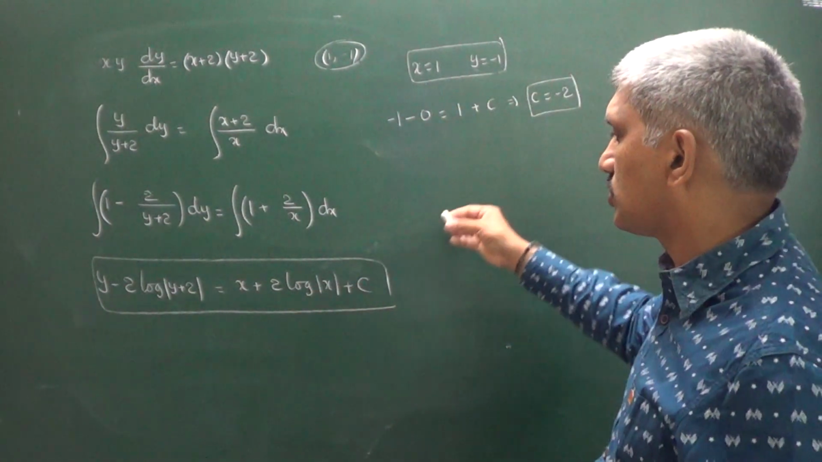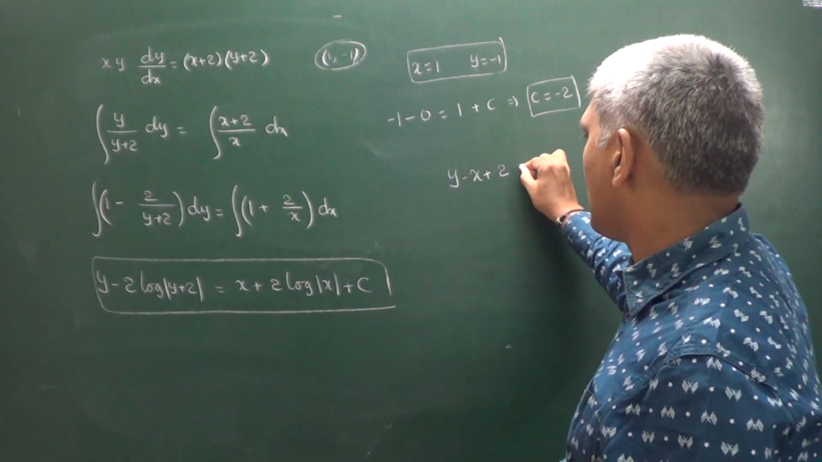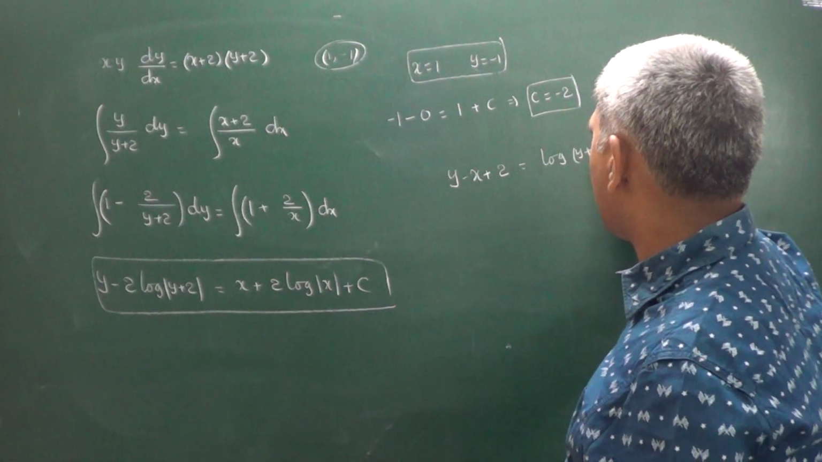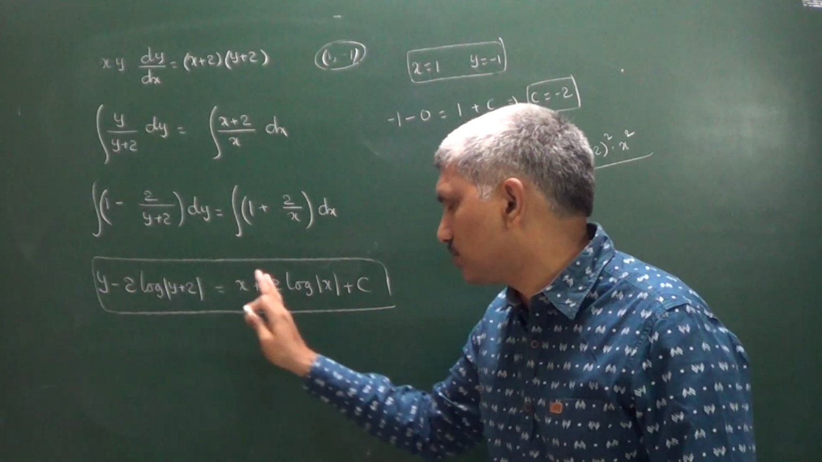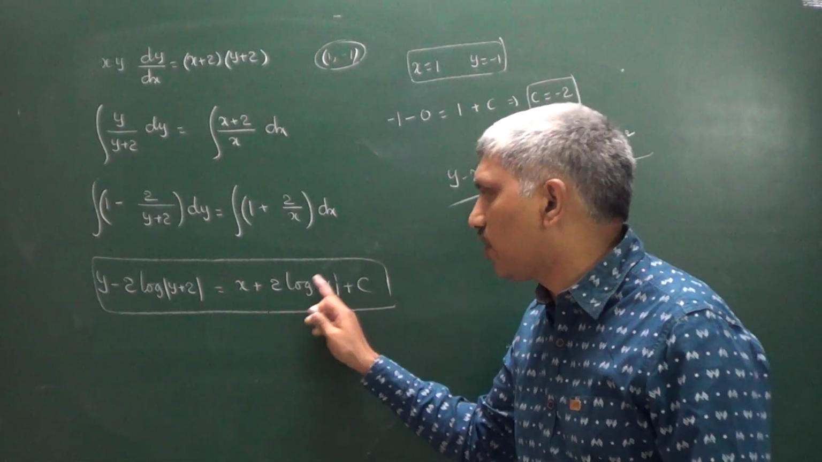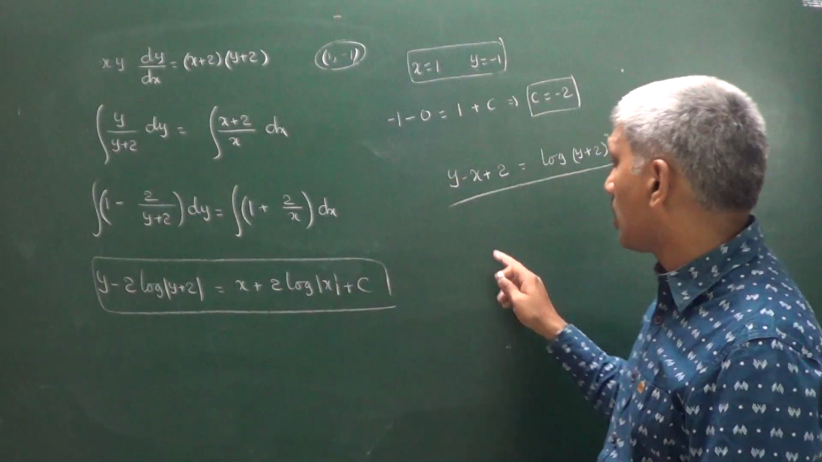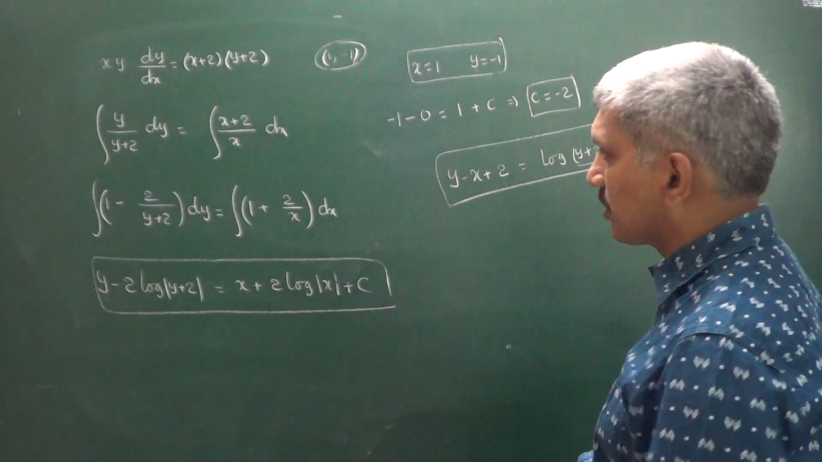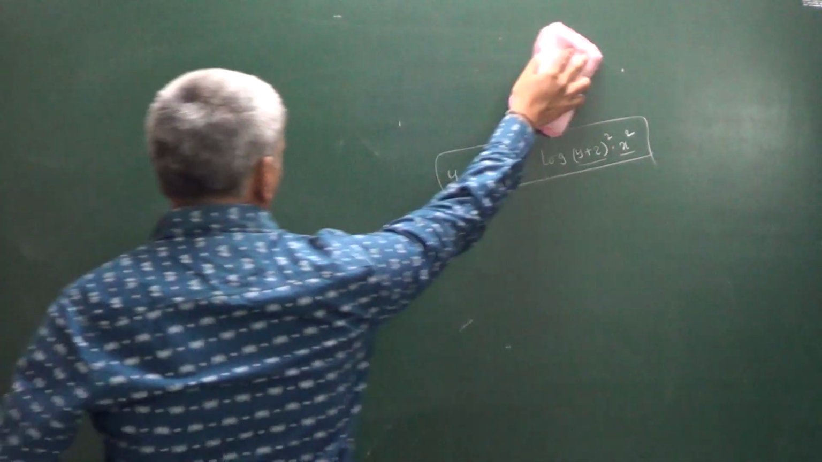Now c value minus 2 substitute there, you will get y minus x plus 2 is equal to logarithm of y plus 2 whole square into x square. I hope everyone followed, because this term shifted to this side. 2 log x can be written as log of x square. 2 into log y plus 2 can be written as log of y plus 2 whole square. Log m plus log n is written as log m into n. So this solution is called a particular solution for the given differential equation. So that is about the way of finding the particular solution for the given differential equation.